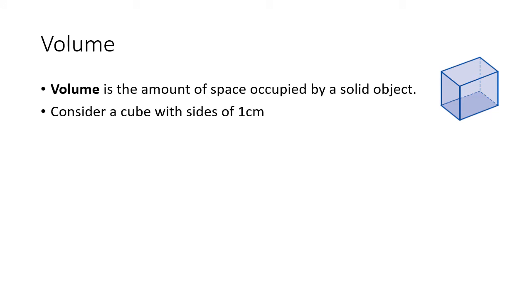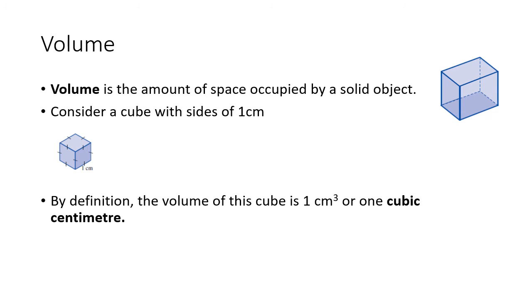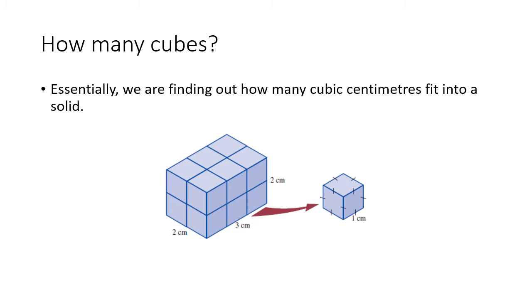One of the ways to think about this is just to think about a simple object, a cube with sides of 1 centimeter, like this. By definition, the volume of this cube is 1 cubic centimeter, which is the preferred way of saying it, but we would write it as 1 cm to the power of 3, or cubed. And when we're thinking about how much volume something takes up, all we're really thinking about is how many little cubes go into making up our larger solid.